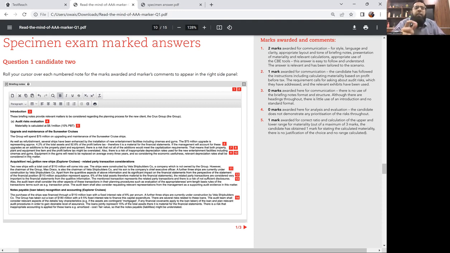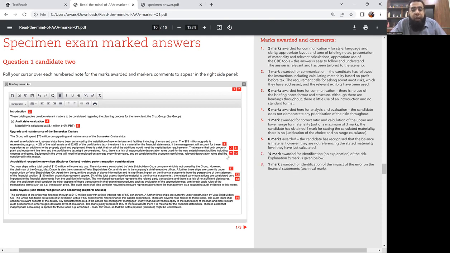So he has some good points, but there are some subjectivity issues. Like he didn't refer to the maintenance outflows specifically. He has merged the risk of depreciation with the capitalization risk. But still, he will get some marks here. Let's look at it, but obviously not the complete credit.